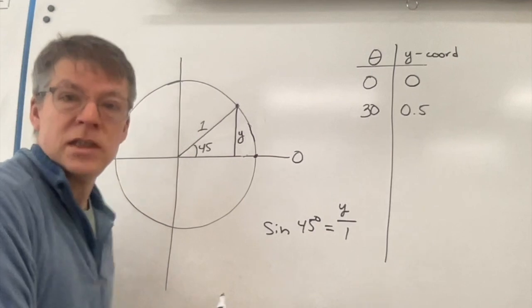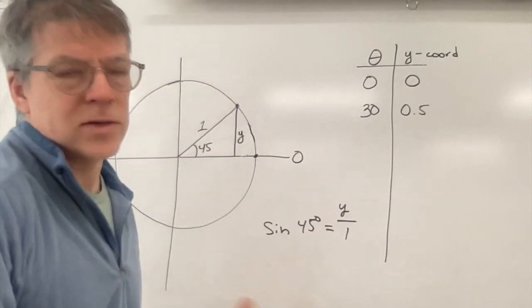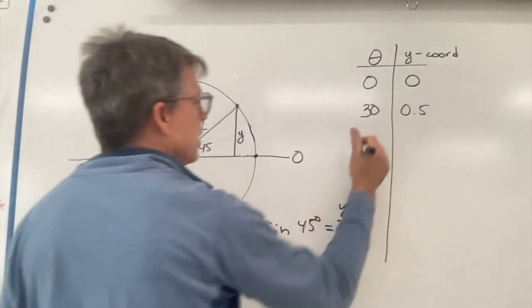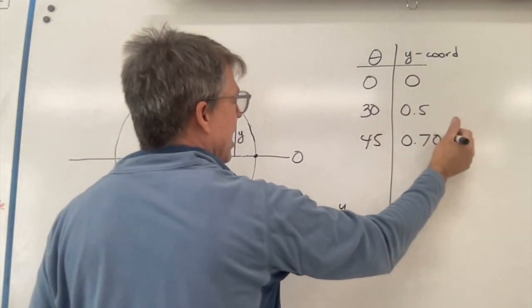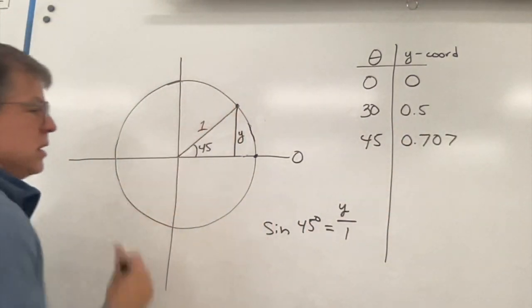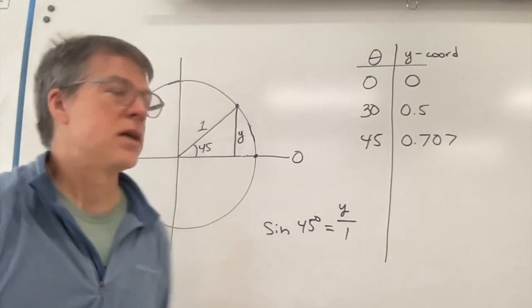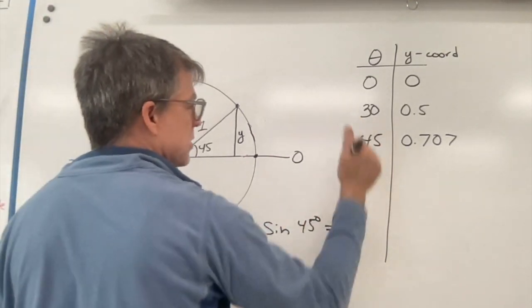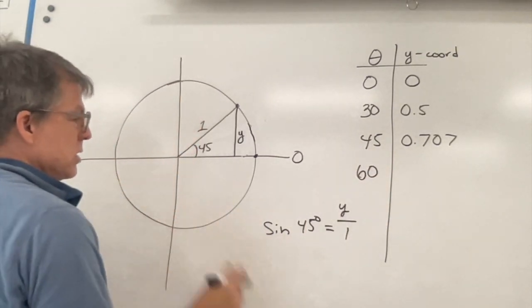If you put that into your calculator, go ahead and pause the video if you want. It's kind of a famous value, so I just happen to remember it. At 45, we are now sky high, 0.707 up in the air. That's what that y-coordinate is. And here you might start seeing the pattern now. The next factor of 30 is 60. So where are we at 60 degrees?